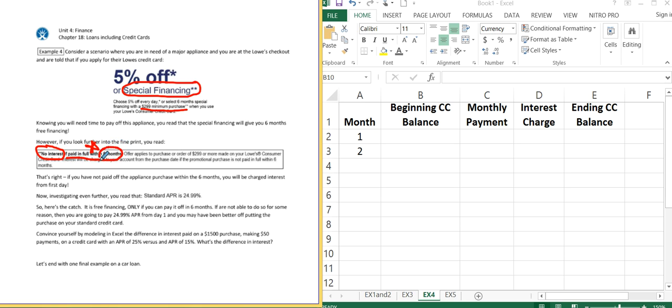And the problem is what often happens is if you are not paid off in full in 6 months, then you are going to be charged from the beginning of the purchase date. So people sometimes miss that, and maybe they're almost paid off, but they don't get it totally paid off. They will be charged from the purchase date.